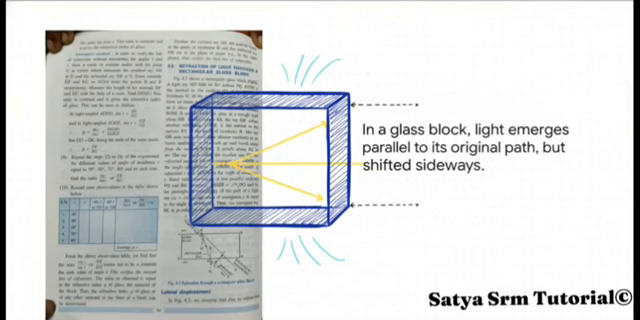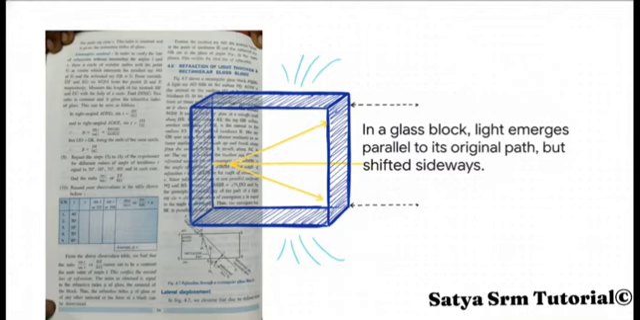First up, a simple rectangular block of glass. Light comes in, it slows down, and it bends towards the normal. It travels through the glass, and then it exits on the other side. As it exits, it speeds back up and bends away from the normal.